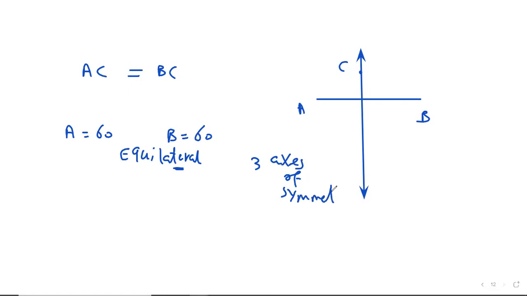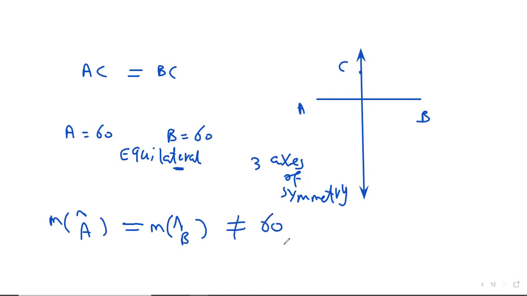Okay, let's go to the next one. In triangle ABC, if measure of angle A equals measure of angle B, not equal to 60, so the triangle is isosceles triangle only, and the isosceles triangle has one axis of symmetry.